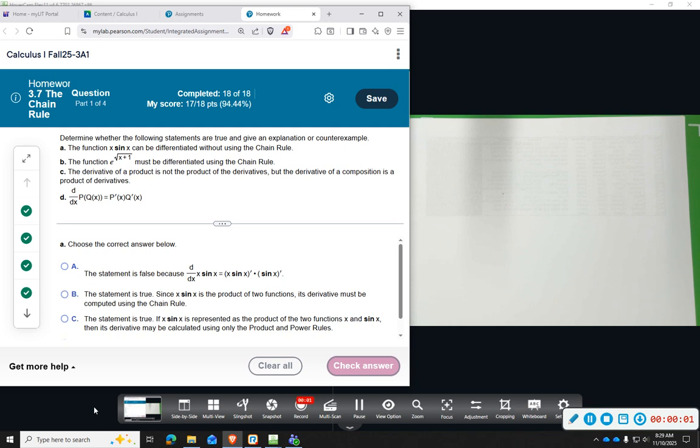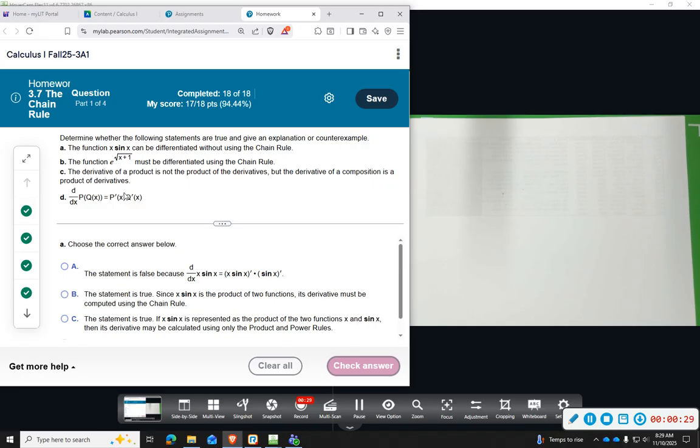All right, question number 18. We want to answer the four questions presented. It says determine whether the following statements are true, give an explanation or counterexample. It says the function x times sine of x can be differentiated without using the chain rule. And I would say yes, we just have two functions and we're going to be using the product rule.